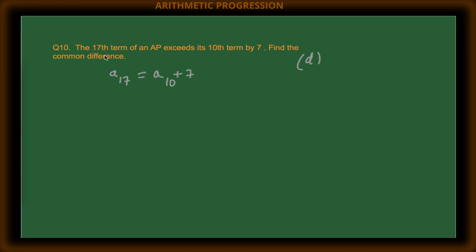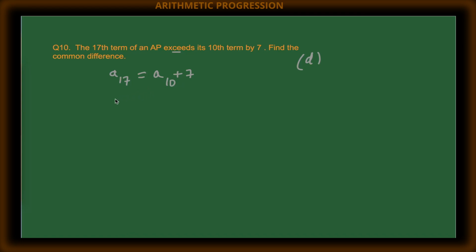So let's try to read it here. The 17th term of an AP exceeds its 10th term by 7. So when it says exceeds, that means A17 is exceeding the A10 term by what value? 7. So this is what has been given. So try to understand the question here. Exceeds means plus. So this is how it is.